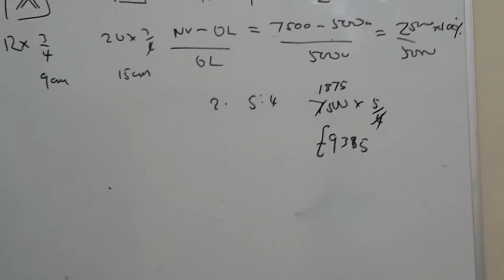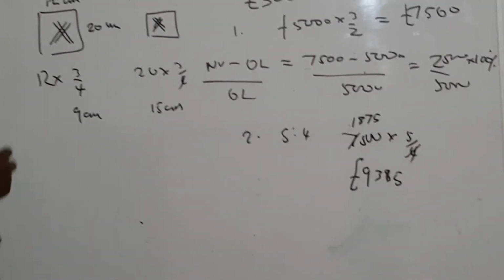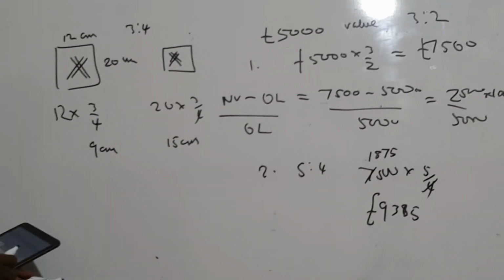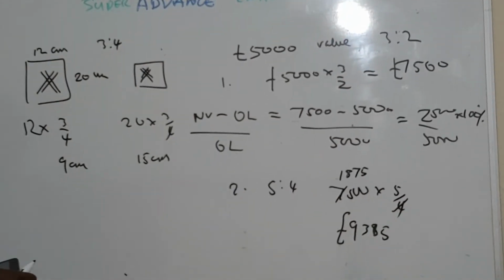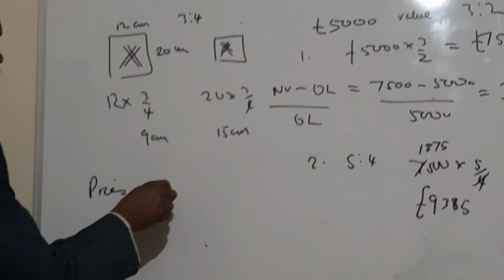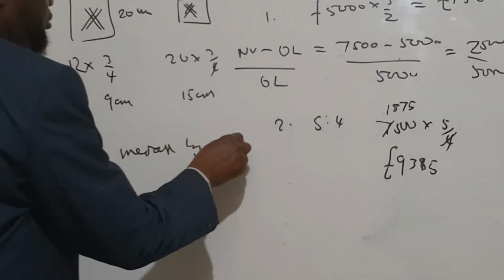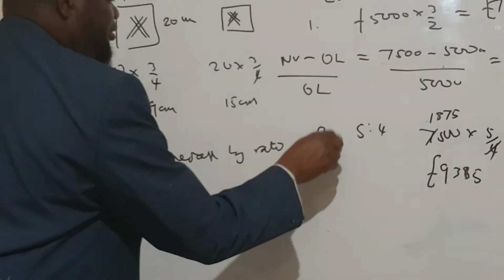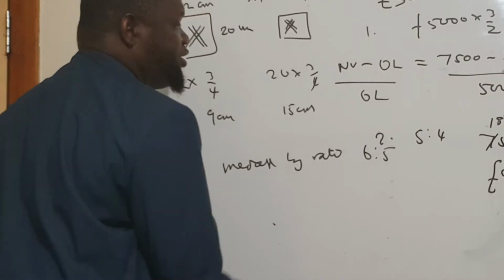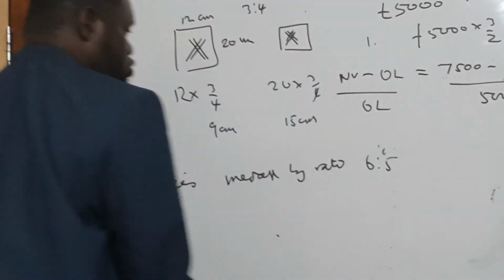Yes. Do you see how they can? Yeah. Look, a serious question, a difficult one. It says prices increase by a ratio of 6:5. Okay? The ratio of commodities increased by a ratio of 6:5.